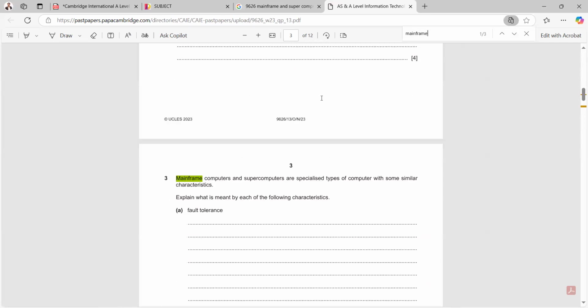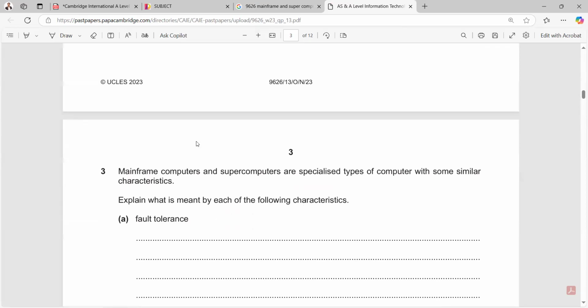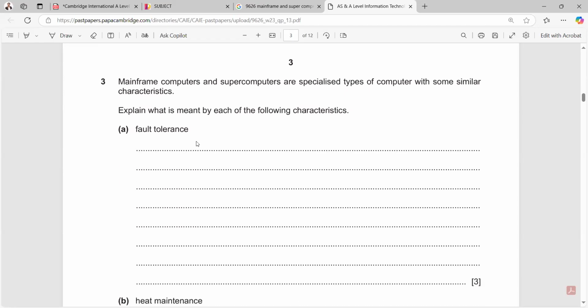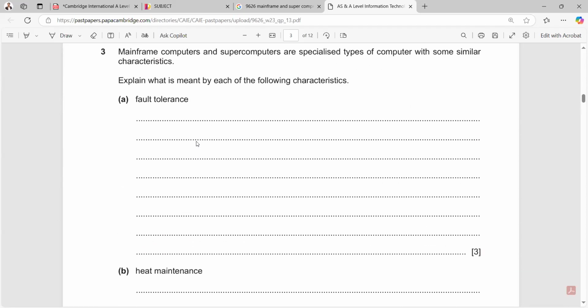Okay, here is another question. It says that mainframe computers and supercomputers are specialist types of computers with some similar characteristics. What is meant by each of the following characteristics? A is fault tolerance, B is heat maintenance. Let's start with Amna. Can you give me 3 points for the A part, which is fault tolerance? I have no idea.